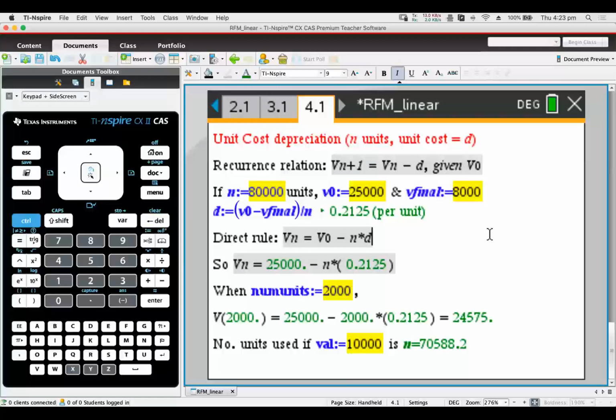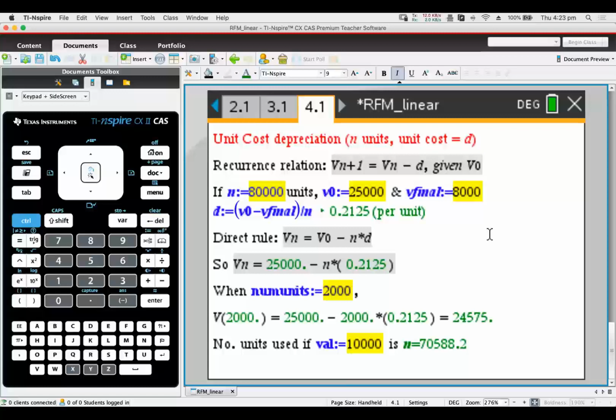And so the way of calculating the D value in this case is to say, well, what's the difference in the value? How much has it dropped in value? So it's dropped from 25 grand to 8 grand. And then you divide it by the number of units, so number of copies or a number of kilometres, and that will give you what's called a per unit cost, or what they just call the unit cost. So it looks like that is dropping by about 21 cents per unit, or per copy, or per kilometre, whatever the story was.